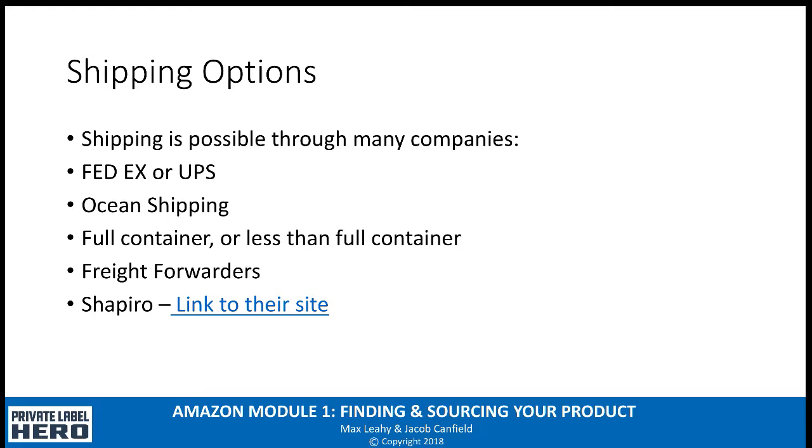Shipping options. Shipping is possible through many companies, such as FedEx or UPS. If you're shipping by air, these companies probably will make sense for you. If you're shipping by sea, you'll want to go with what's called a freight forwarder, at least for your first order.